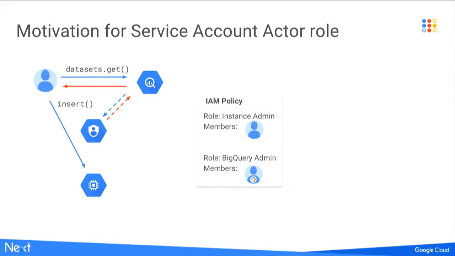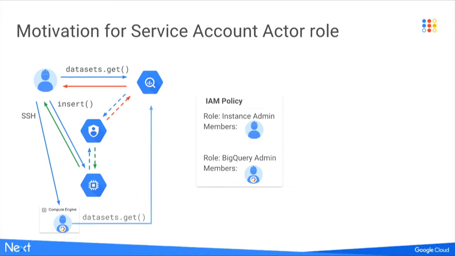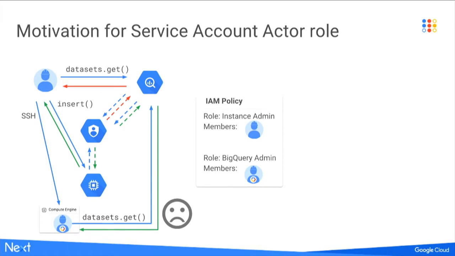Now suppose that this instance admin creates an instance, and Compute Engine checks with IAM. Oh, you have permission to create instances. You have permission to create disks. Here's your instance, running as a service account. And now that user could SSH in and use the service account's credential to access that data in BigQuery that we didn't want them to have access to. That's not what we want. Instead, we want it to be an explicit choice.